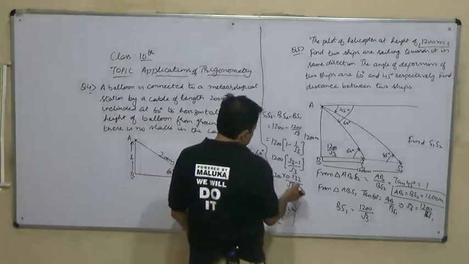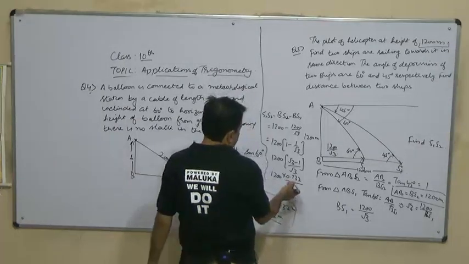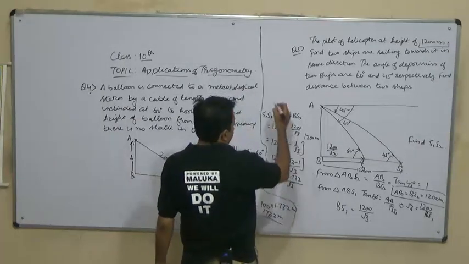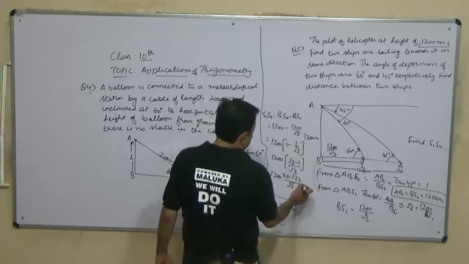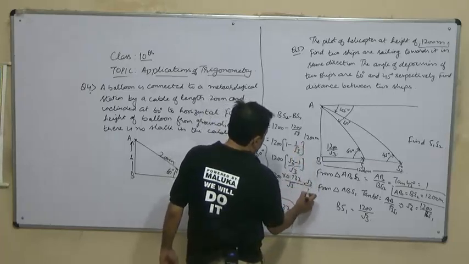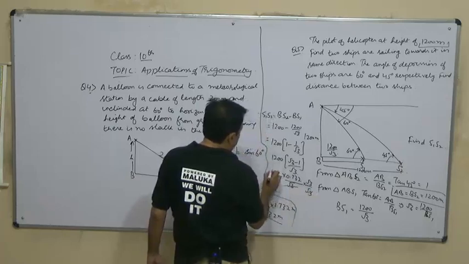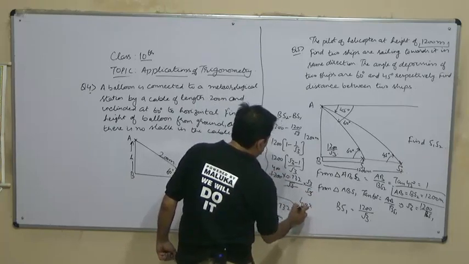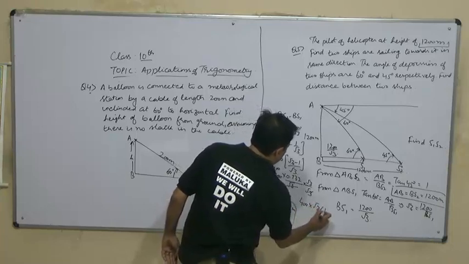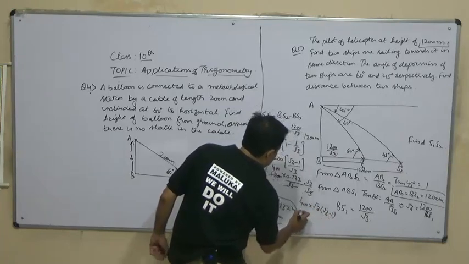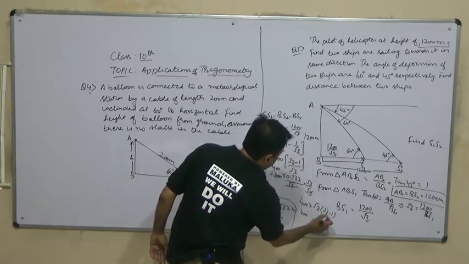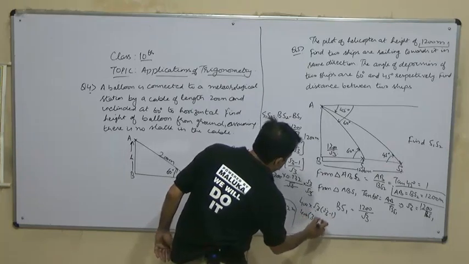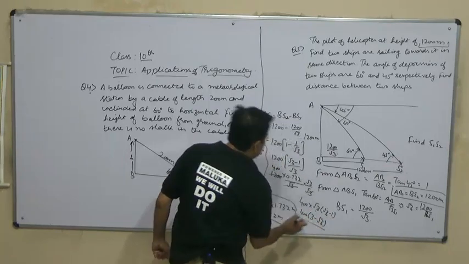So here 12 into upon root 3. This will be root 3 upon root 3. This turns out to be 400, so 400 into root 3 minus 1. So 400 into 3 minus root 3. So this will be your answer.